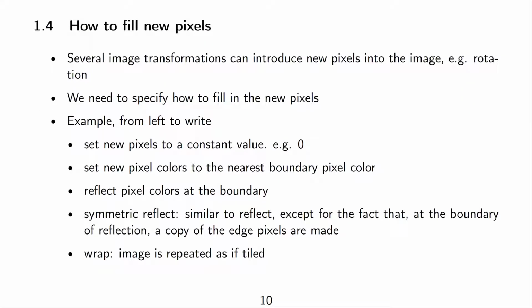What can happen if you apply a transformation to an image is that there will be new pixels entering the image frame that you need to find some color value for. So this is just text describing the image in the next slide, and I'm going to just talk about the image.